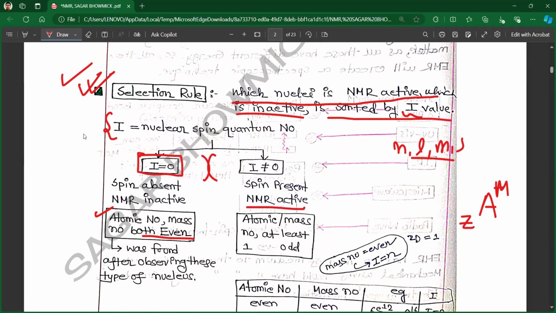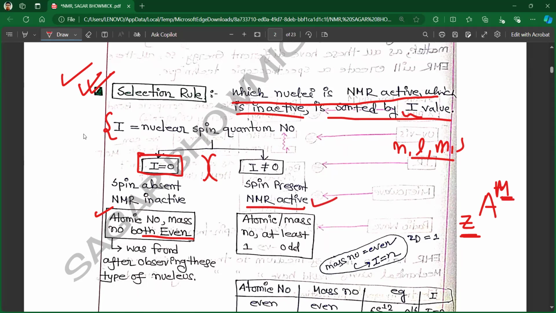Now, if atomic number and mass number, at least one is odd, at least one, or both, this can be if either one is odd or both are odd, all these cases will have I not equal to 0.